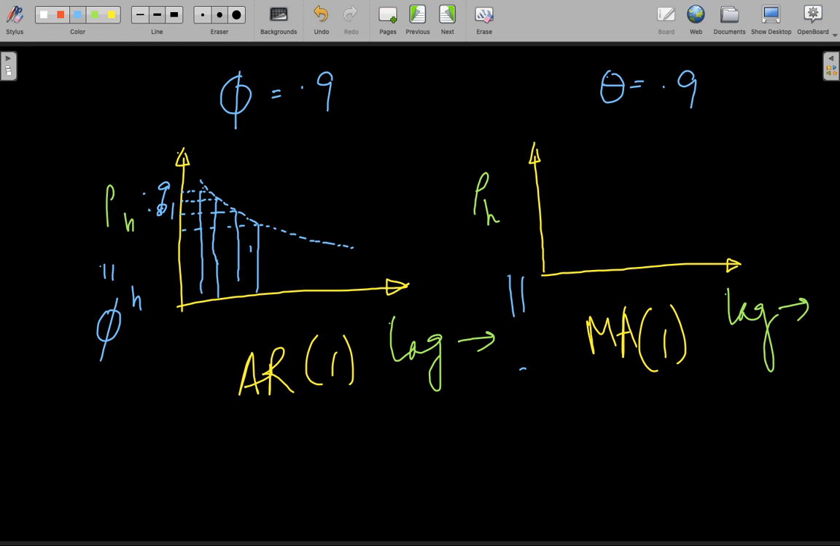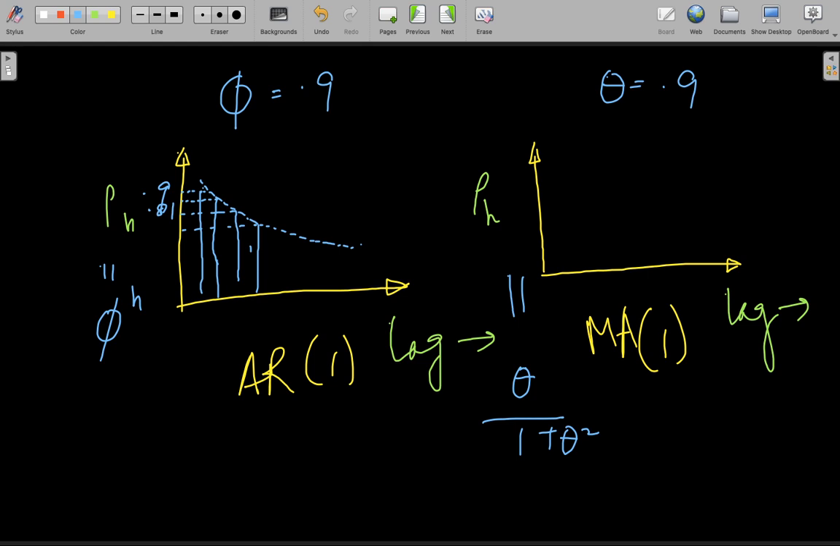But in the case of my MA1 process, I know that they have specific values, right? And I will take the value for h equal to 1. Let me just write it down. For h equal to 1, this is very specific: theta by 1 plus theta square. I'm not taking the value of h equal to 0, which means just taking the variance, so I'm really not bothered about that. I need the value for h equal to 1 or a bit more.